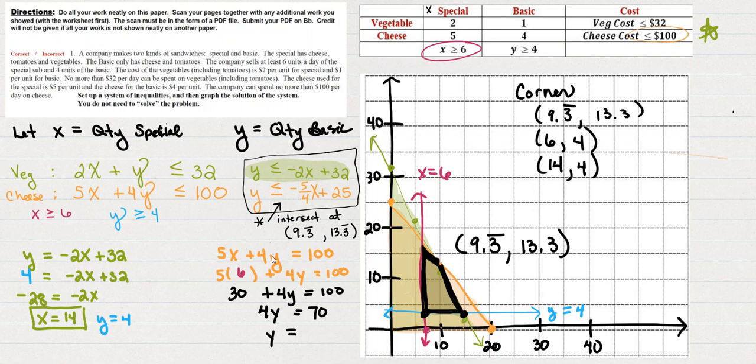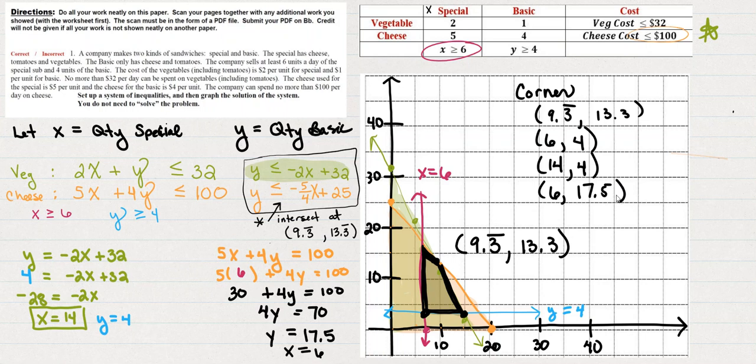And when the orange and red intersect, 5x plus 4y equals 100. And when x equals 6, that gives us 5 times 6 plus 4y equals 100. So 30 plus 4y equals 100. Subtracting 30 from both sides, 4y equals 70. So y equals 70 divided by 4, or 17 and a half. 70 over 4, so that's 35 over 2, which is 17.5. And what does x equal? X equals 6. So we'd have 6, comma, 17.5. So it looks like we have our corners.